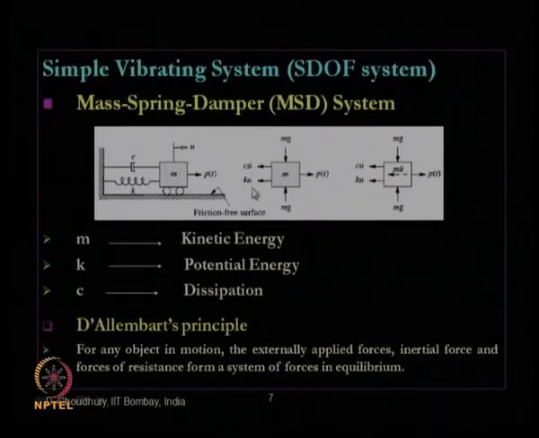Similarly, for the spring force we have to take the relative displacement. And another force of resistance will come into the picture, that is m u double dot, which is called the inertia force. That inertia force is nothing but mass times acceleration. Acceleration, as we know, is d2u by dt squared, the second derivative of displacement with respect to time.